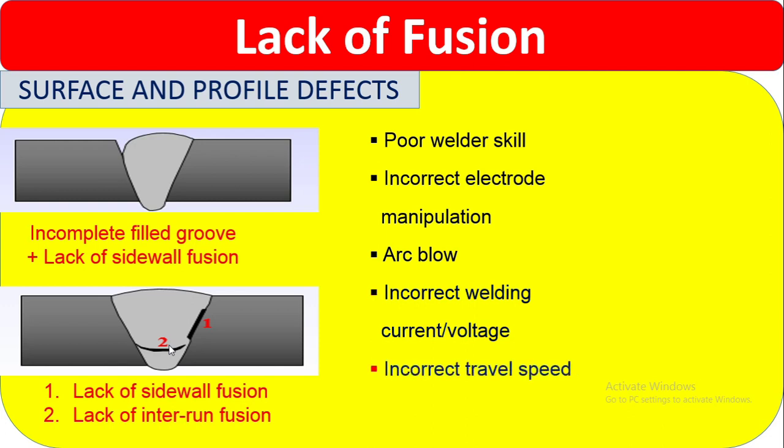Incorrect travel speed. If the travel speed is too high or too low, both are a problem. It should go as per the WPS. If incorrect travel speed is there, then surface and profile defects will come. Now last is incorrect inter-run cleaning. If inter-run cleaning is not done, definitely lack of sidewall fusion or lack of inter-run fusion will be there. So these are the surface and profile defects, and why they are coming is explained here.